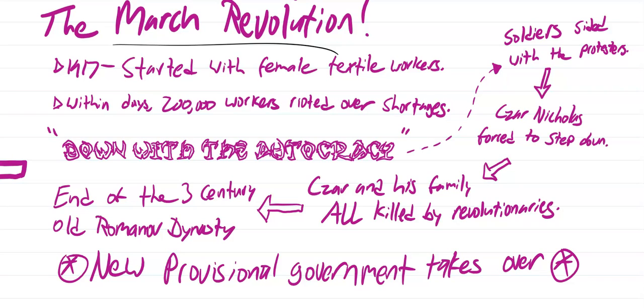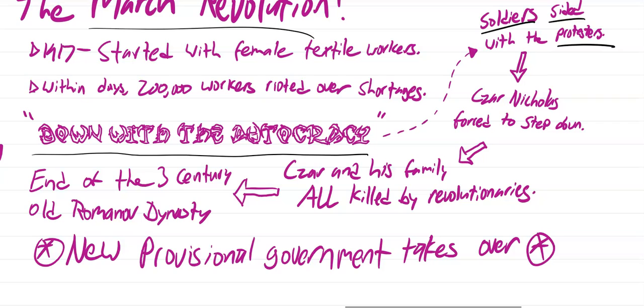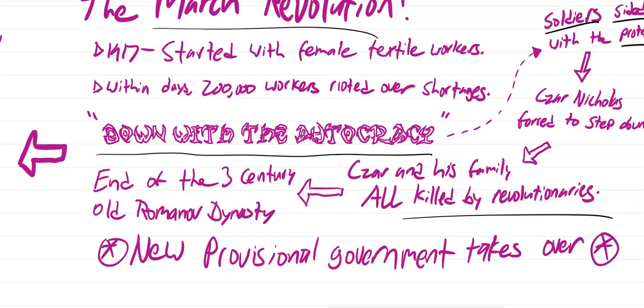It started with female textile workers. Within days, about 200,000 workers had joined up and rioted over the shortages of supplies, and they had their slogan, "Down with the autocracy." This was also very effective because soldiers actually sided with the protesters, which in turn causes Tsar Nicholas to step down. Now, again, this is all during the war. All these issues are going on. The Tsar and his family were all killed by revolutionaries, and this is going to bring about the end of the 3-century-old Romanov dynasty.